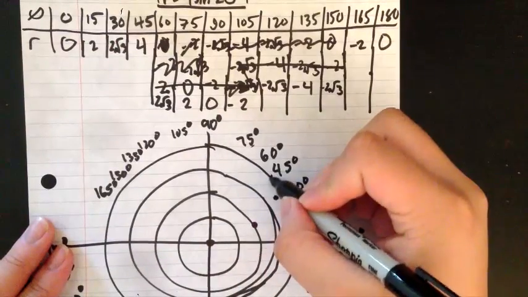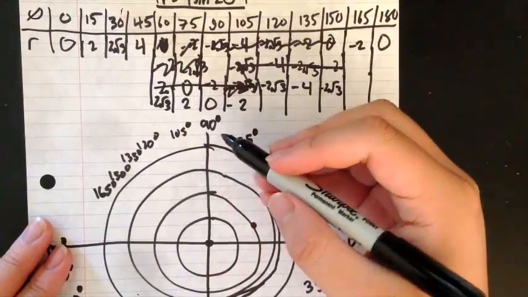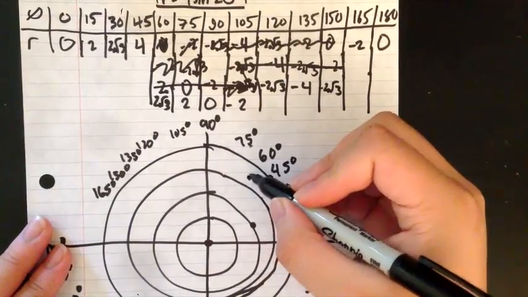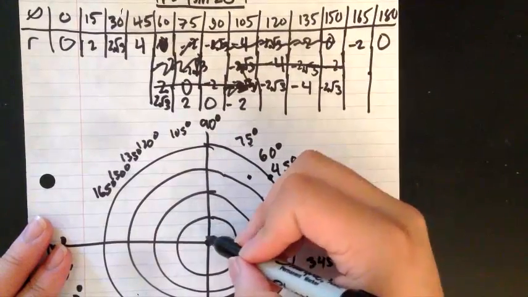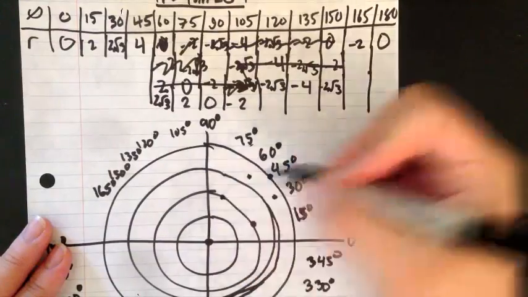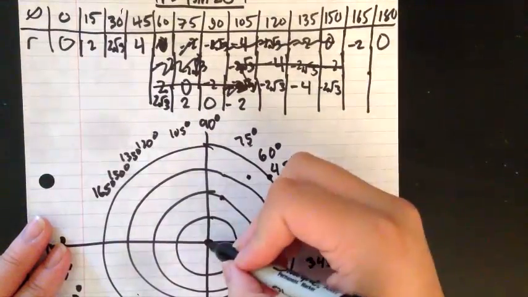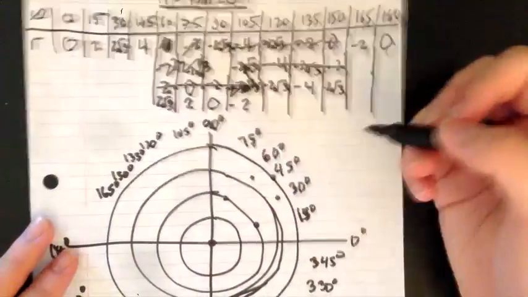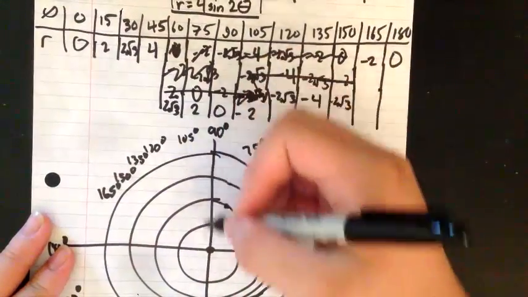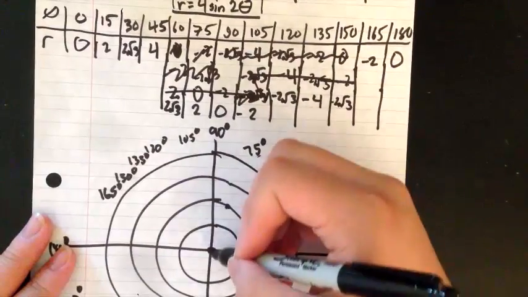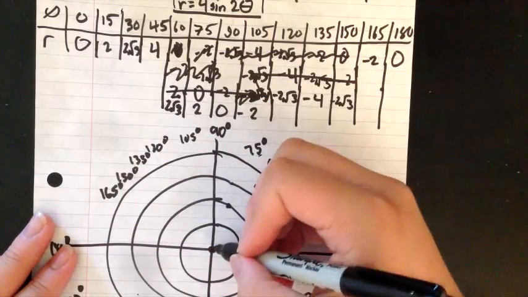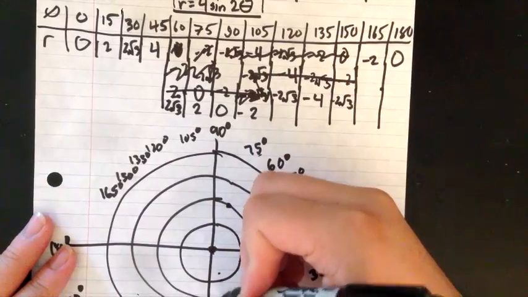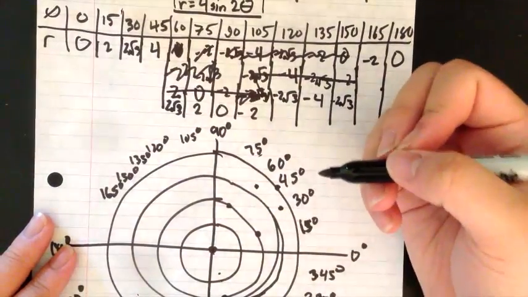At 45 degrees, it's 4, and at 60 degrees, 2 square root 3. So same thing over here. 75 is 2, 1, 2 right there. We got 90, 0, 105, negative 2. So when it's negative, you go in the direction you want to go in, which is 105 right here. But except when it's negative, you go back, like go this way instead of going that way. So 1, 2, right there, around there, negative 2.